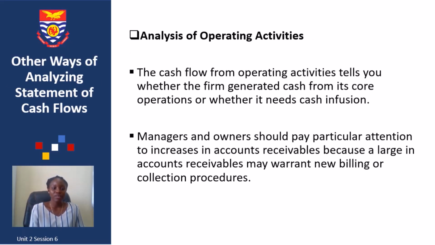Now, there are other ways of analyzing the statement of cash flow, and that could be based on the main activities of the firm. So you'd want to analyze the performance of the business in terms of its operating activities, its financing activities, and its investment activities. Like we mentioned earlier, the operating activities has to do with the core mandate of the firm, the primary or basic revenue generating activities of the firm. So it tells you whether or not the firm needs cash infusion.